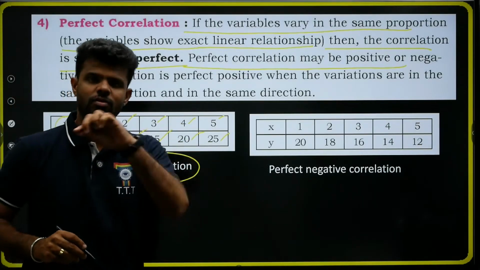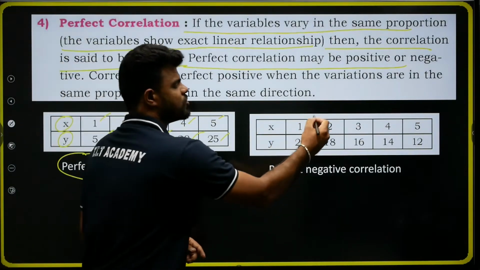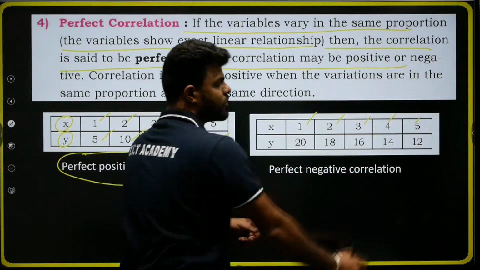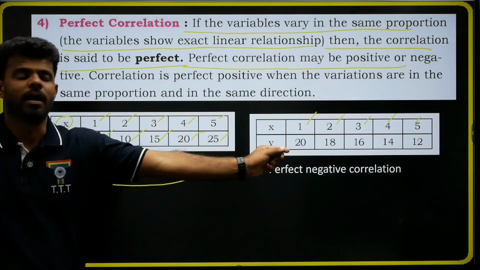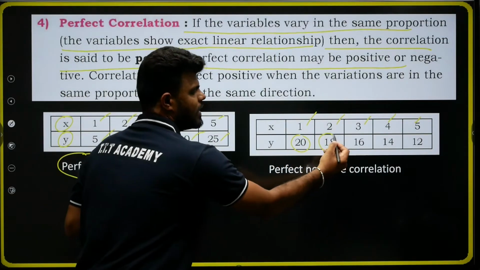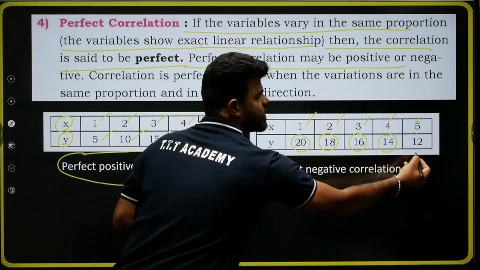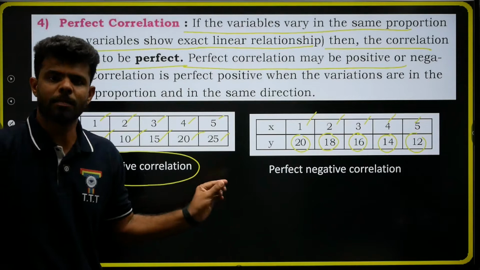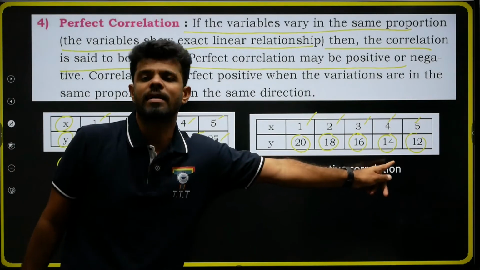Now for perfect negative, look at the x variable, it should be in increasing order: 1 2 3 4 5, increasing in the same proportion. Now observe the y variable: 20 18 16 14 12. So it is in the same proportion, but it should be in decreasing order.